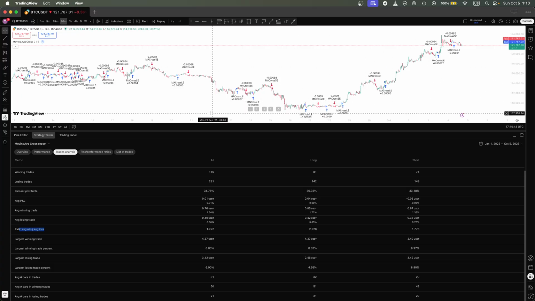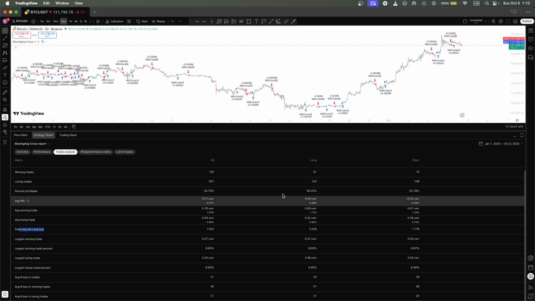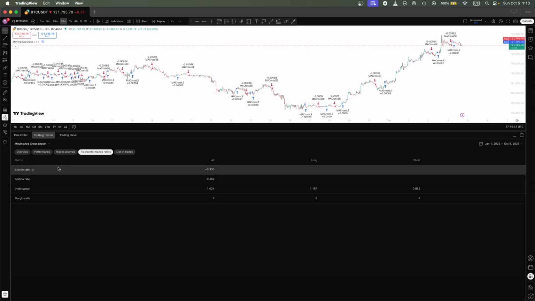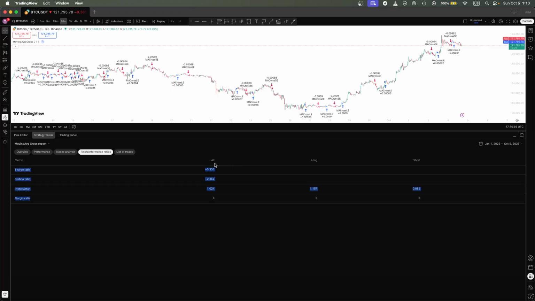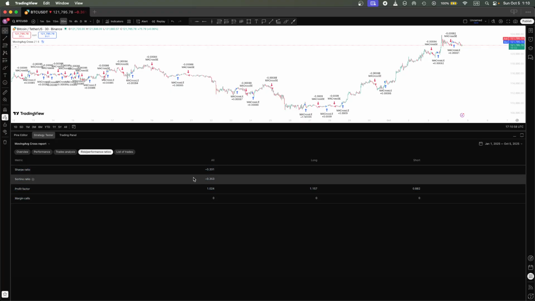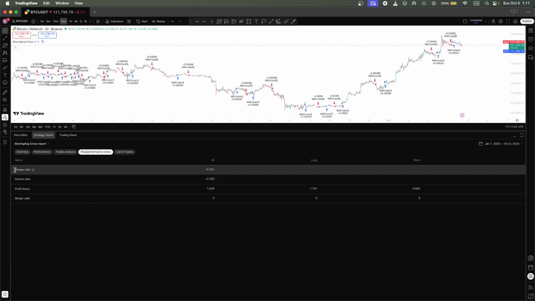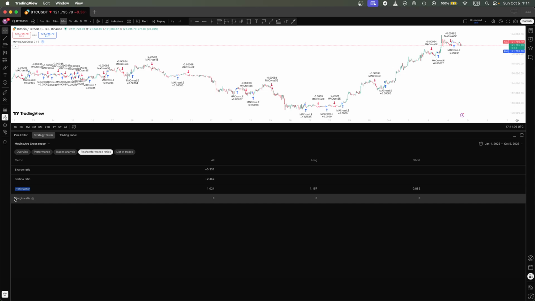So you can use this as a baseline report, something like this. Okay, so the next one is risk performance. These are all the metrics to calculate how well your strategy is performing. You have the Sharpe ratio, Sortino ratio, profit factor, and margin call.